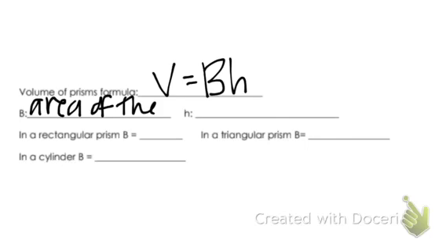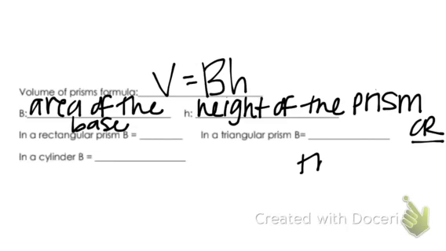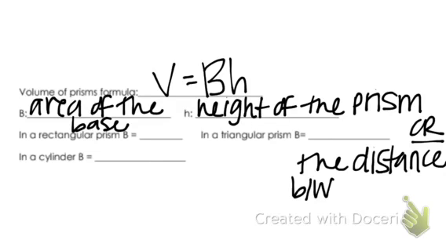of the base. So depending on what kind of prism you have, whether it's a rectangular prism or a triangular prism, what you put in for B is going to change. And then the H is the height of the prism, or the distance between the two bases.